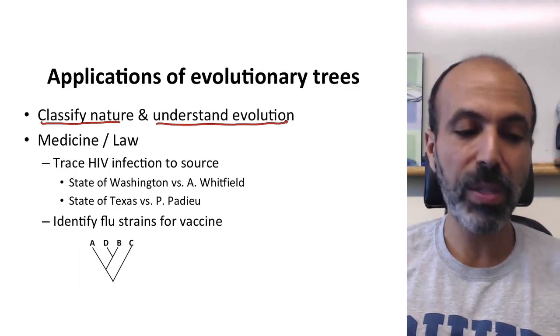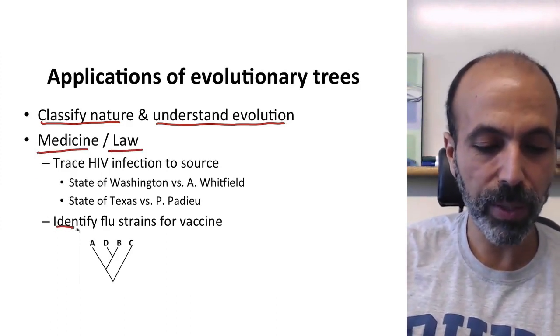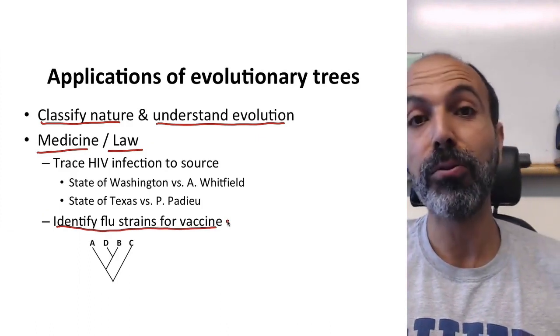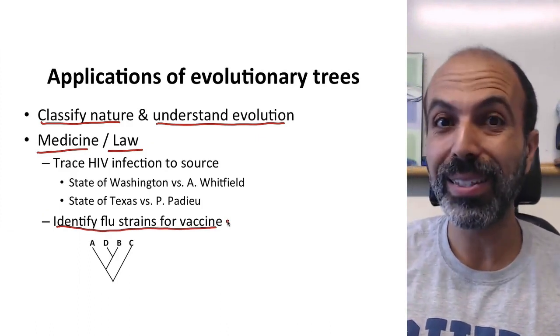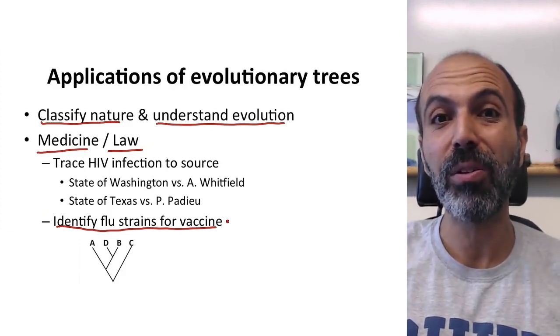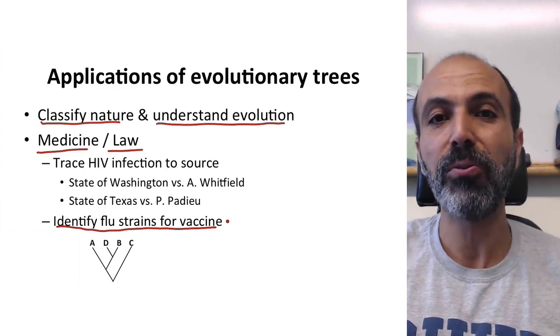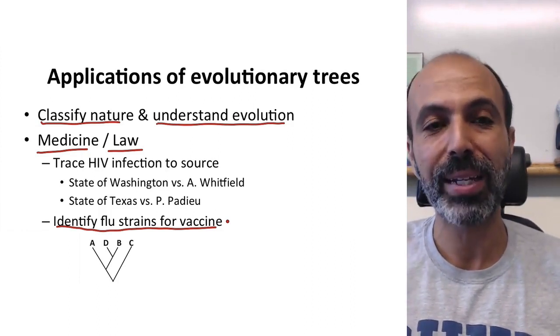Now, there are more specific applications both in medicine and in law. In medicine, many of you are familiar with the process for identifying flu strains for the vaccine. That does involve phylogenetic reconstruction. So this is a direct application of evolution to health, that you want to see what is the diversifying strain of flu and make sure that gets into the vaccine.